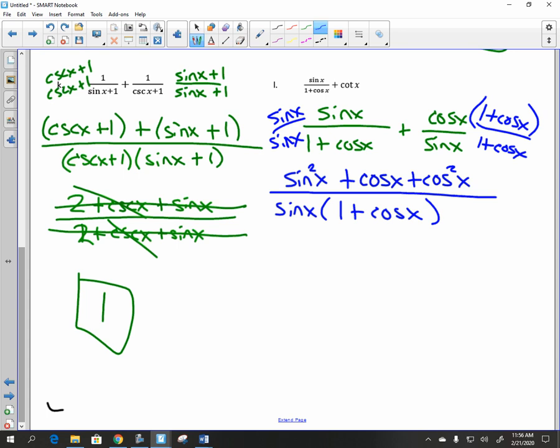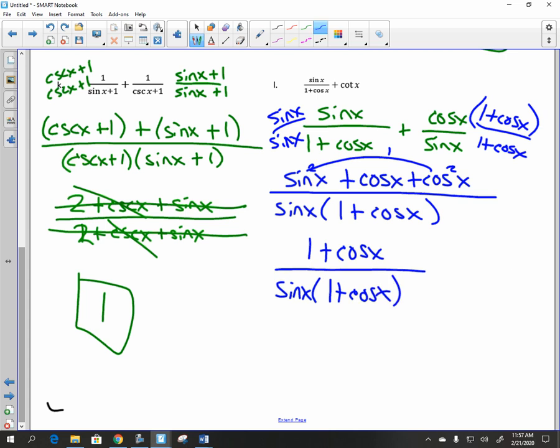Sine squared plus cosine squared is 1. See it? It's right there. That's 1. So we get 1 plus cosine of x in the numerator, and the denominator is sine of x times 1 plus cosine of x. And what happens there? Top, bottom cancel. I get 1 over sine, which is cosecant. I mean, you don't have to love it, but I sure hope you can appreciate it.